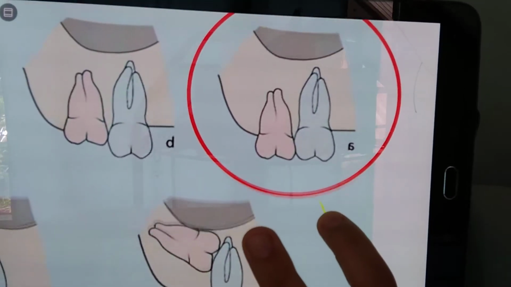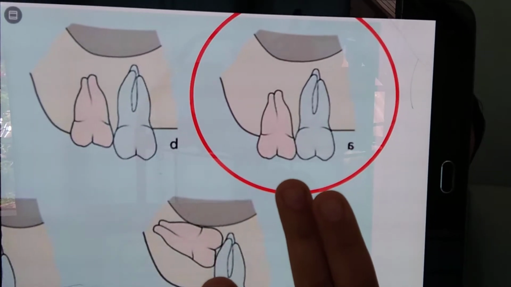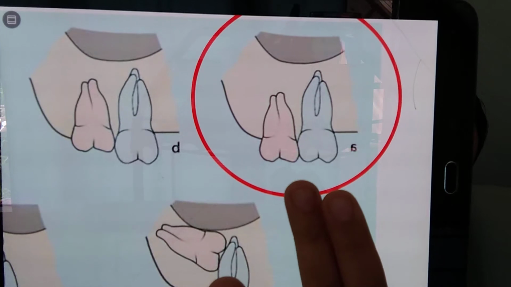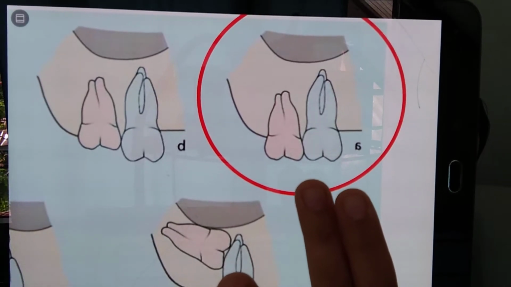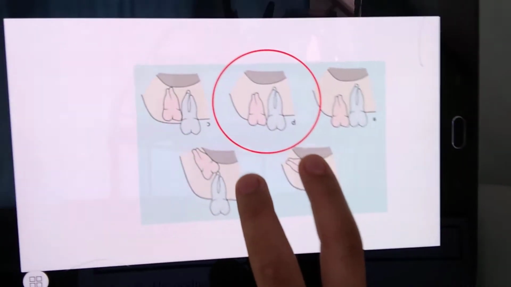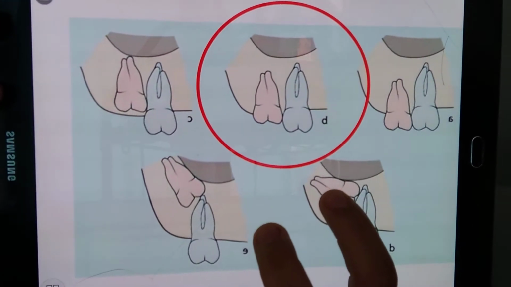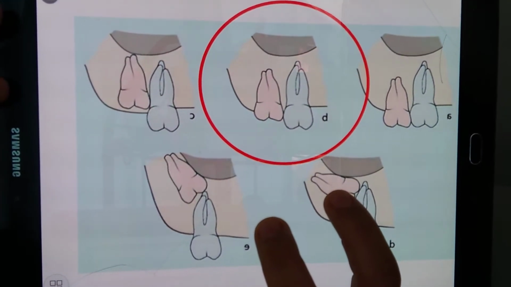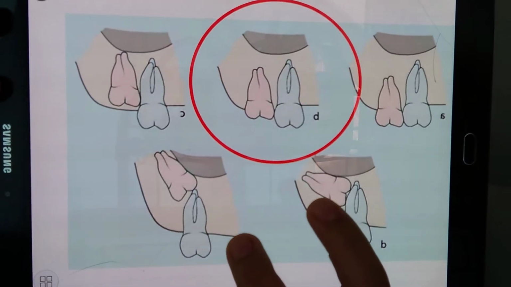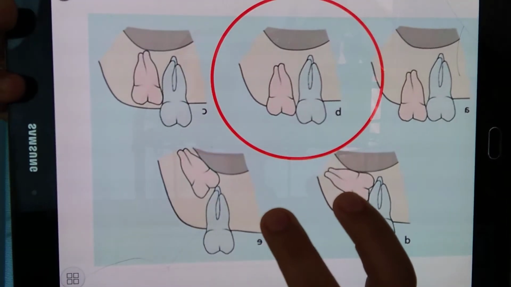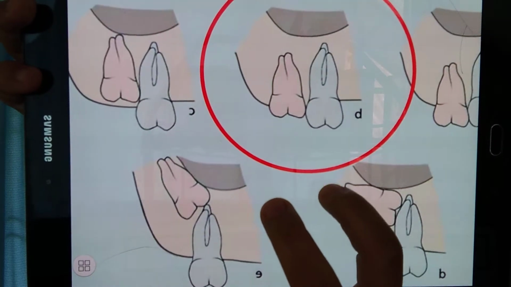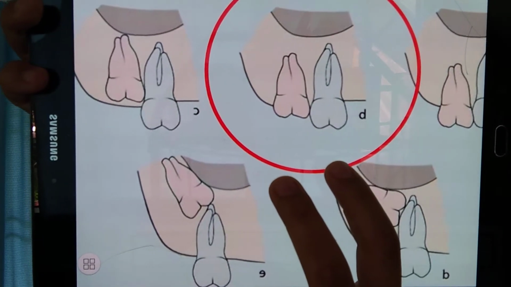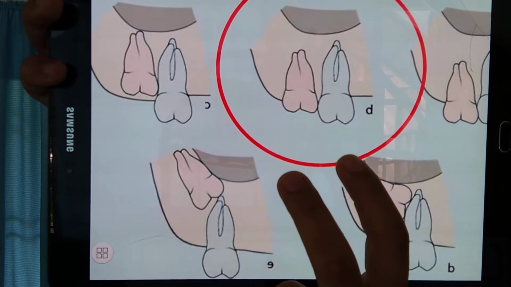As you can see in the picture, the impacted one is the red one. So the occlusal surface is at the same level as the adjacent second molar. And for Class B, let me show you, Class B is here, this one. In Class B, the occlusal surface of the impacted tooth is at the middle of the crown of the adjacent second molar. So it's a little bit below the second molar, at the middle portion of the crown.